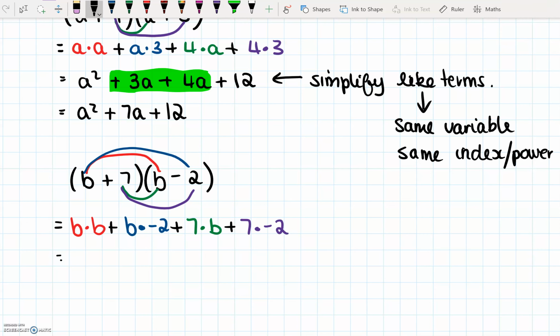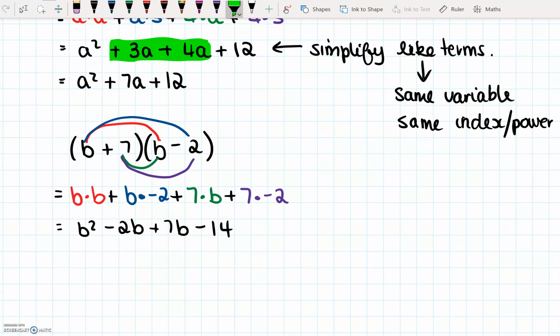All right, so now we have B times B, which is B squared. Now our second term is no longer a plus, because if you times B times negative 2, you're going to get minus 2B, okay, plus 7B. And then at the end, it's going to be negative, so minus 14. All right, we have again some like terms here, and remember it's negative 2b, don't forget that negative, plus 7b. So negative 2b plus 7b gives us b squared plus 5b minus 14.